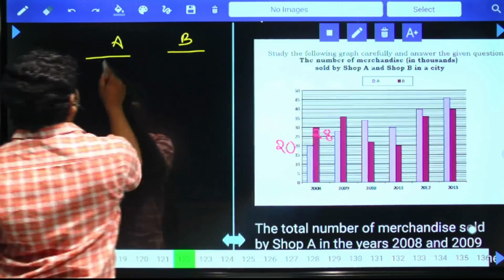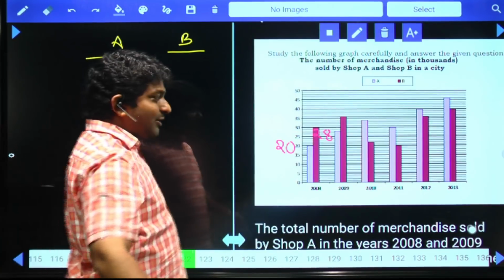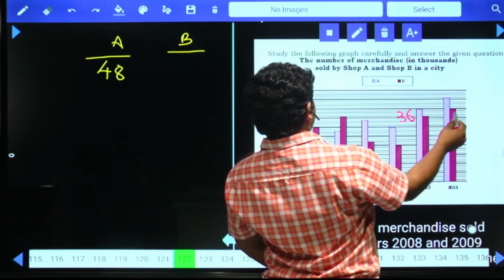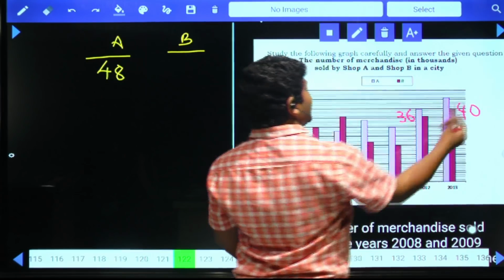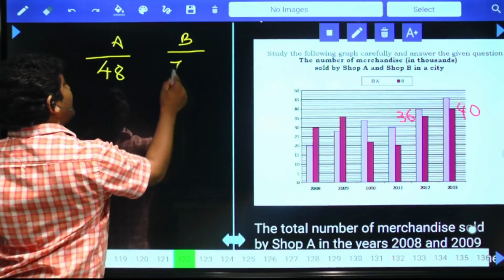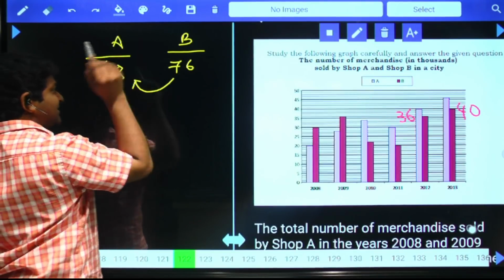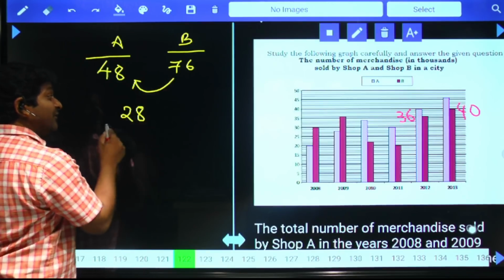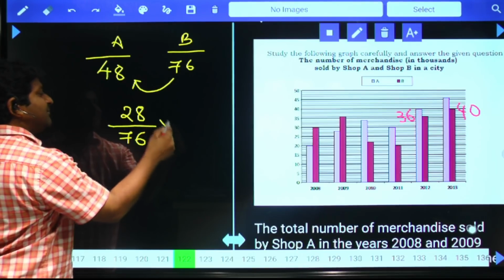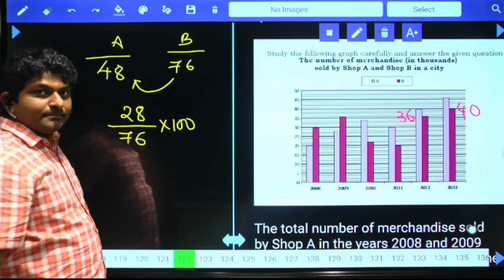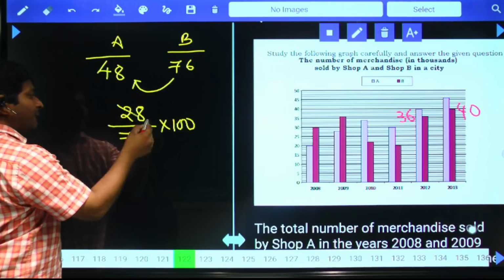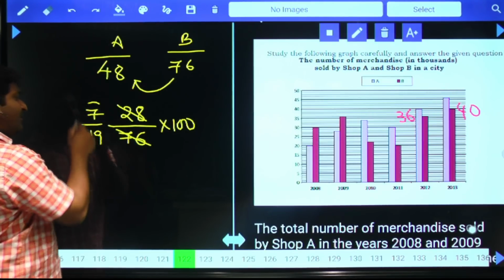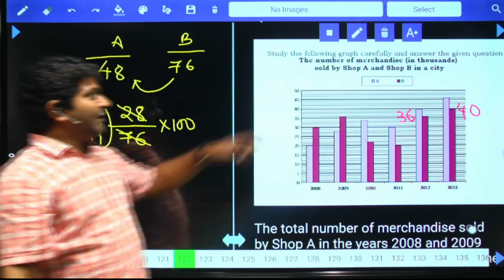20 plus 28 is 48. Now B in 2012 and 13. B in 2012 is 36 here and this is 40 here. 36 plus 40 is 76. Now your question is what percentage less? 48 is how much less than 76? 28 less. From which number? 76. Percentage into 100. Now 4 7 times and 4 19 times. 7 by 19 into 100.